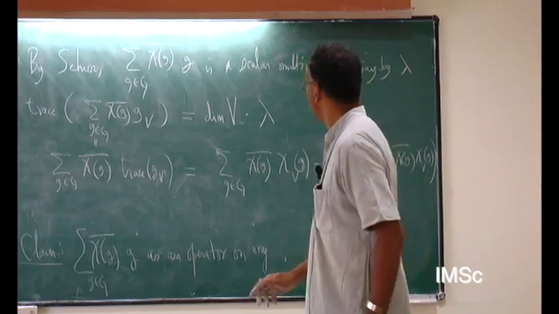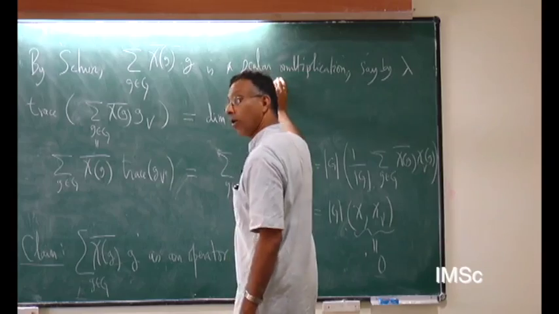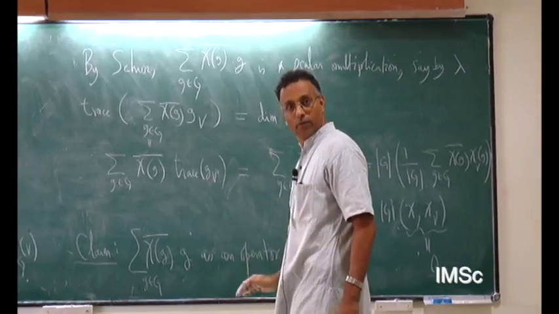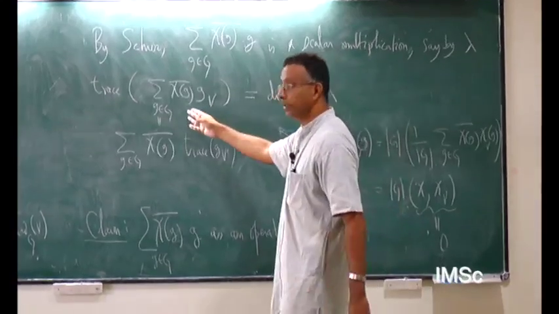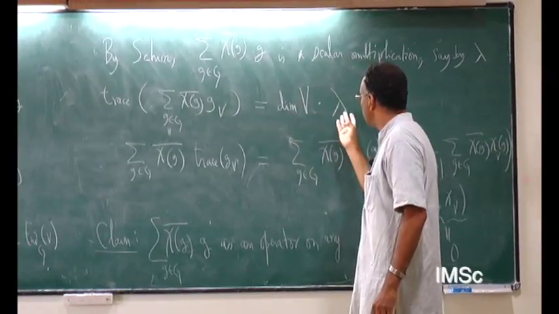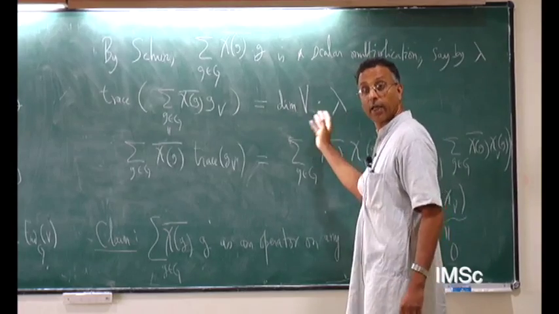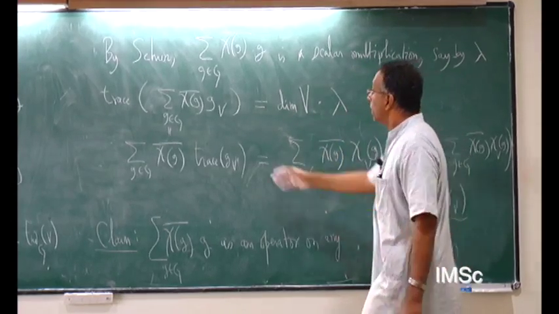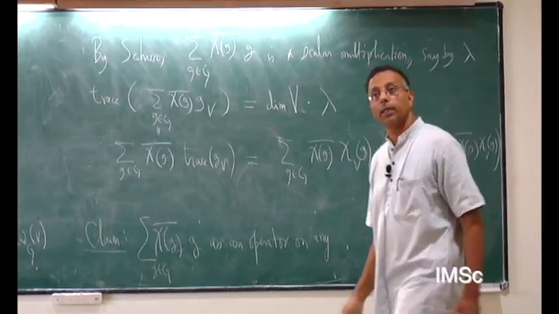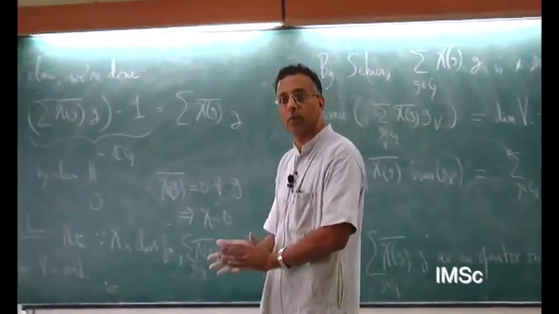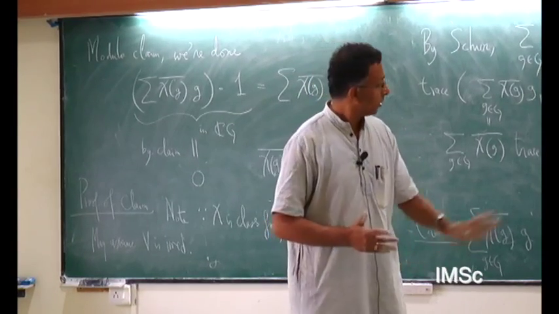So that's what we are using here. Instead of showing this is 0, we are showing its trace is 0. The trace is just the dimension of V times lambda, and here we are using the fact that this is characteristic 0. And the trace is 0 because of the other hypothesis, that it is orthogonal to the space of characters. That finishes the proof.